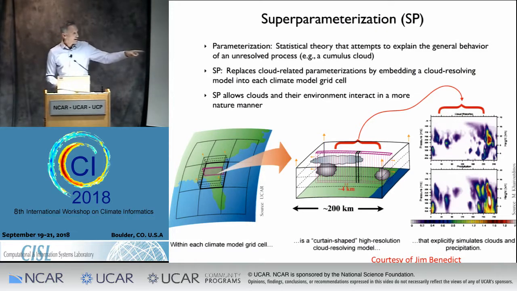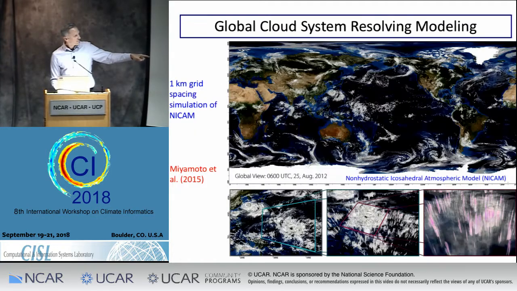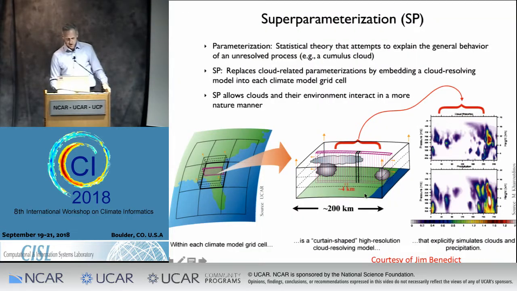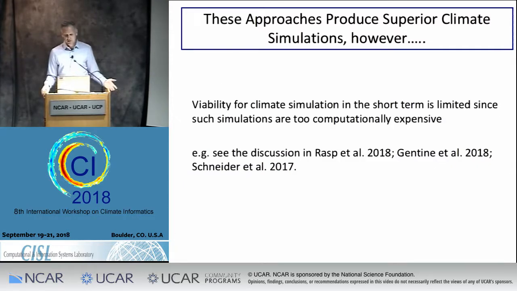Now the problem still is that this approach is computationally more feasible than resolving a 1 kilometer mesh applied over the entire globe, because you only have a curtain of grid cells within each larger model grid box. But this sort of approach is still orders of magnitude more expensive than a traditional parameterization. So it's still prohibitively difficult to use this sort of model to run out many scenarios over hundreds of years, although we could run 25 years at a time, for example, in time slice type experiments. So these approaches produce superior climate simulations, but the viability for climate simulation in the short term is limited, since such simulations are too computationally expensive, at least for the foreseeable future.